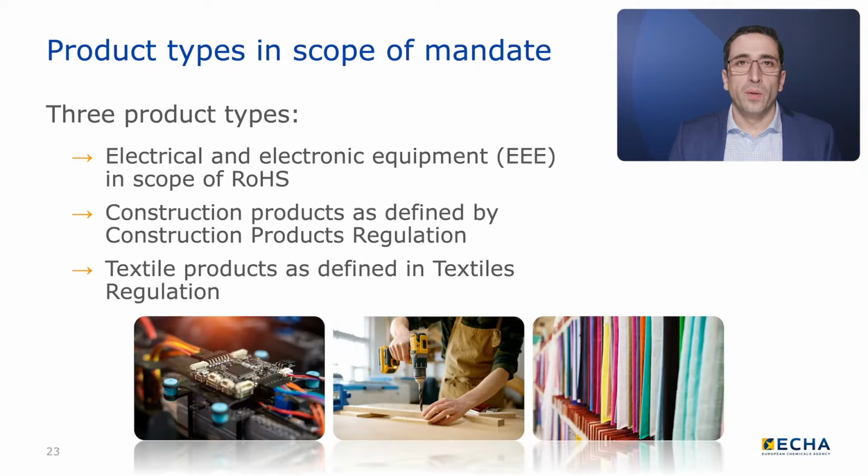With regard to the product types that are in the scope of the mandate, there are 3 product types: electrical and electronic equipment in the scope of the RoHS directive, construction products as defined by the Construction Products Regulation, and textile products as defined in the Textiles Regulation.